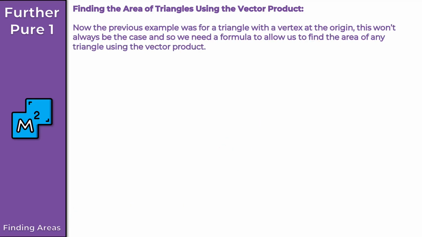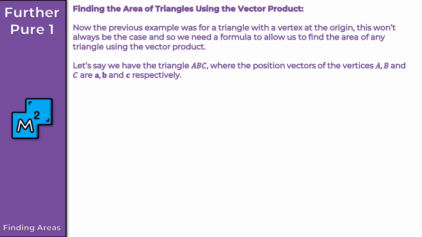Now the previous example was for a triangle with a vertex at the origin. This won't always be the case, and so we need a formula to allow us to find the area of any triangle by using the vector product. So let's say that we have the triangle ABC here, where the position vectors of the vertices A, B, and C are given as A, B, and C respectively. If we draw the triangle here, we get something like the following.